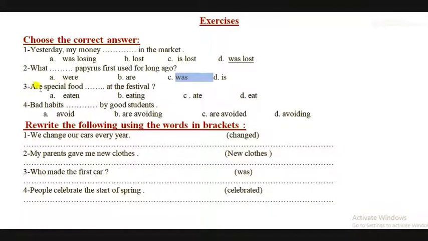Number 3. Our special food at the festival. Our special food eaten, eating, ate, eat. Great, well done. The correct answer is eaten. Number 4. Bad habits by good students. Bad habits avoid, are avoiding, are avoided, avoiding. Excellent. Are avoided is the correct answer.